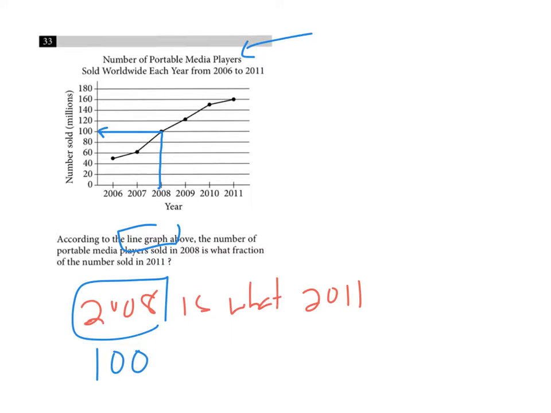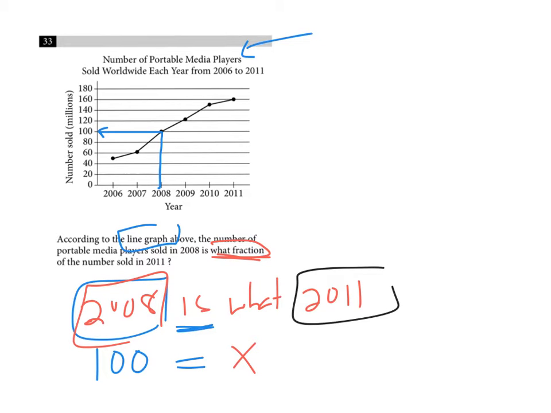million portable players sold. So I'm going to plug in 100 for 2008. "Is" in math means equals. Now I know the question says what fraction. I'm going to call that x. When I solve this equation for x, it's going to turn out to be a fraction. So I have 100, the 2008 value, equals what fraction, so that's going to be x, of the portable media players sold in 2011. And in 2011, it's going to be 160.